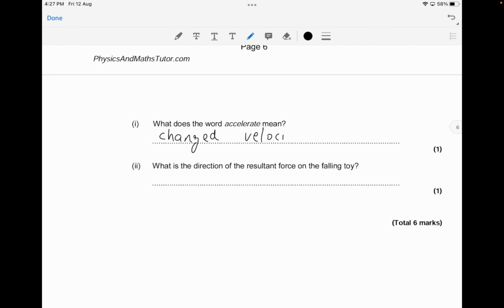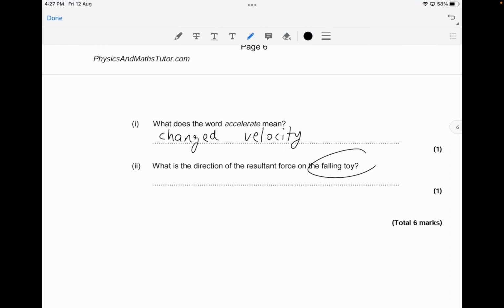You can also mention that it's a changed speed, or you can mention that it's a change in direction. They allow faster, slower, and anything related to change in velocity or change in speed should be allowed. Now, what is the direction of the resultant force on the falling toy?